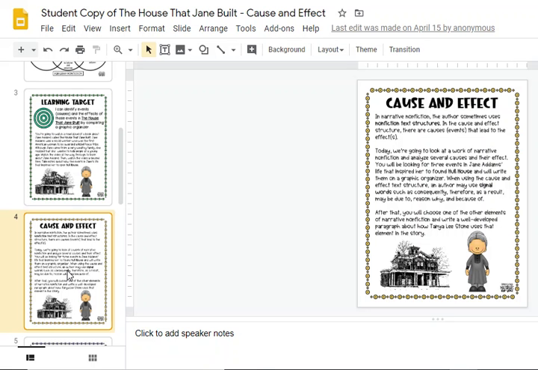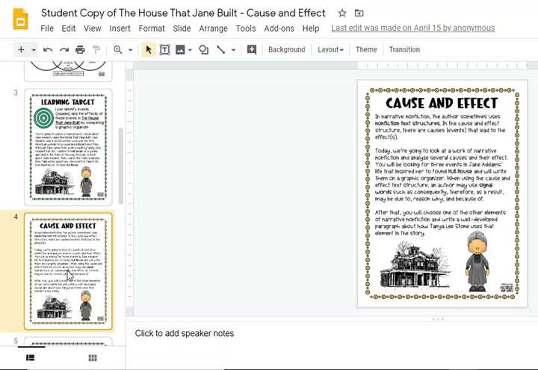So in narrative nonfiction, the author sometimes uses nonfiction text structures. In the cause and effect text structure, there are causes, events that lead to the effects. Today, we are going to look at a work of narrative nonfiction and analyze several causes and their effect. You will be looking for 3 events in Jane Addams' life that inspired her to found Hull House and will write about them on a graphic organizer.